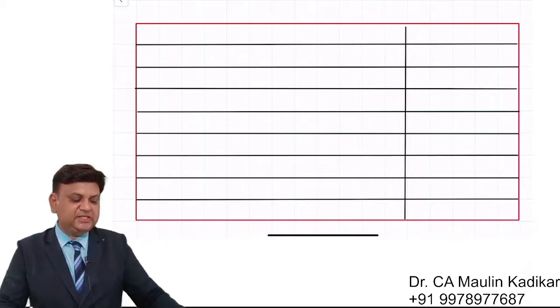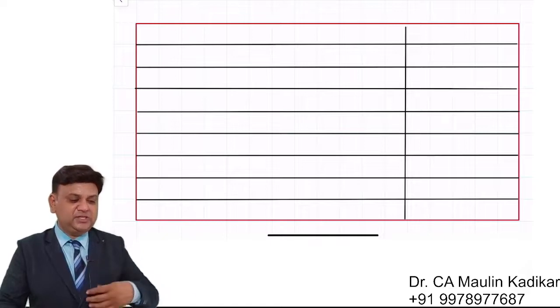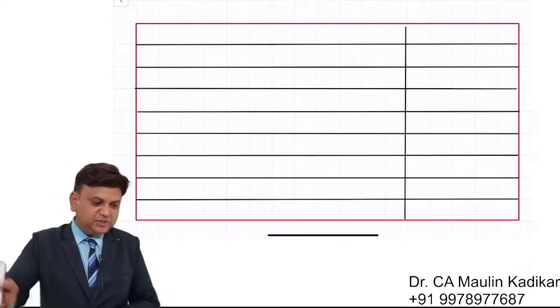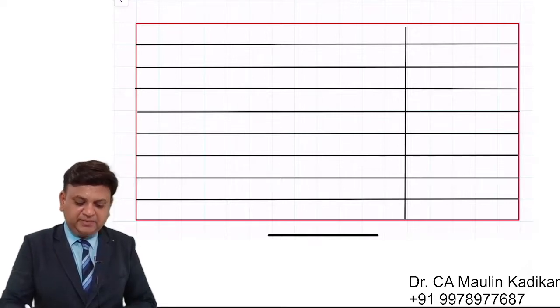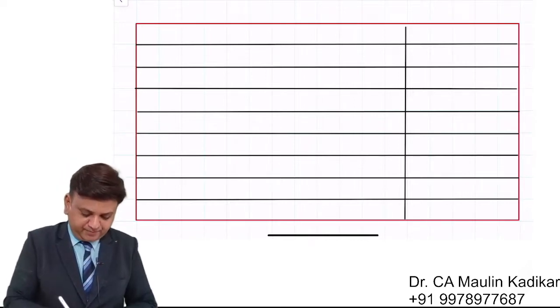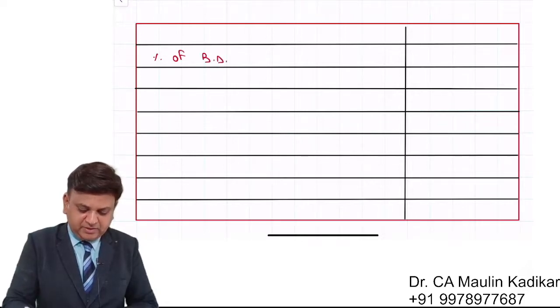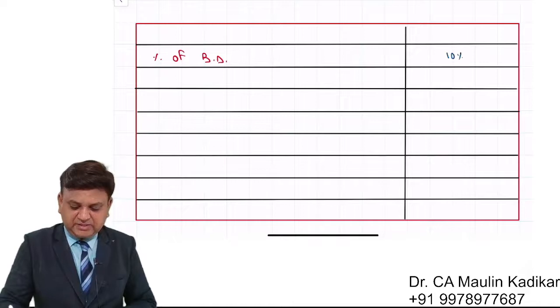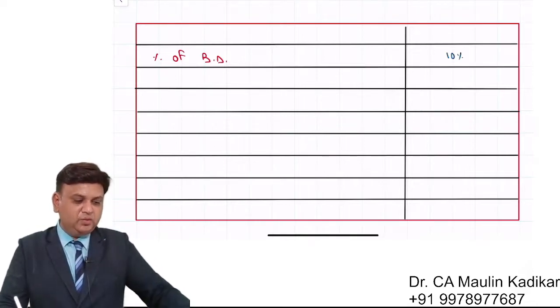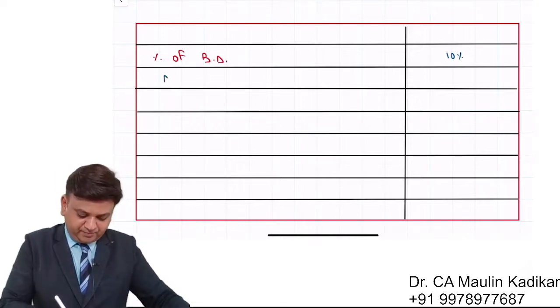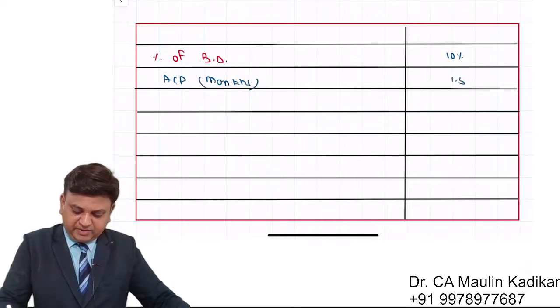The question says that as a part of the strategy to increase sales and profit, the sales manager of a company proposes to sell goods to a group of new customers with 10% risk of non-payment. So we have been provided with simple information: the percentage of bad debts is 10%. The group would require 1.5 months credit, so the average collection period is provided to us. It is 1.5 months.